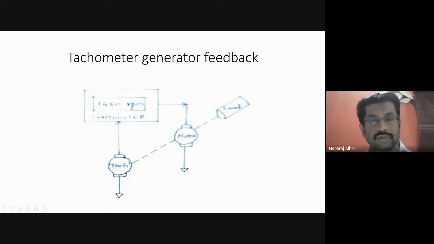This is called the feedback loop. Feedback means there is an output, and the output is fed again to the PLC. It provides a certain signal and applies it again to the input of the motor. So the output of the tachometer generator is applied to the input of the PLC, then the output of the PLC applies a signal to the input of the motor. This complete system is called the feedback system or feedback loop. This is meant to control the speed of the motor.